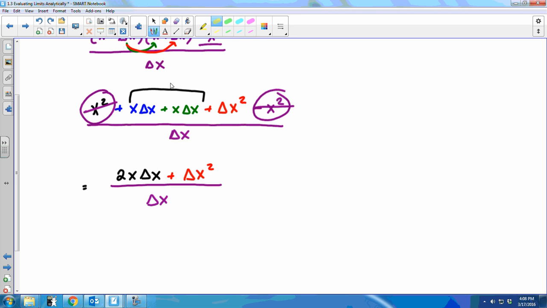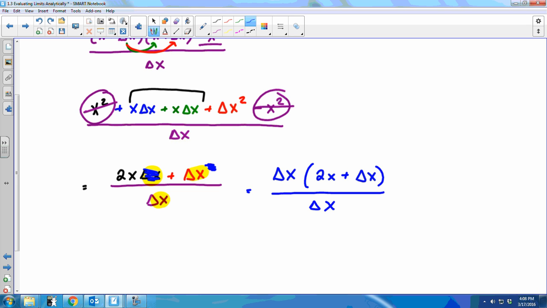But I see a delta x in every single one of these terms. So we're going to have to factor. So if I take a delta x out of the numerator, I'm left with 2x plus a delta x, right? I take a delta x out of this term, I have 2x left. I take a delta x out of this term, I have a delta x left, right? So I've factored one out. I still have the delta x in the denominator. But now, I can cancel these delta x's out.